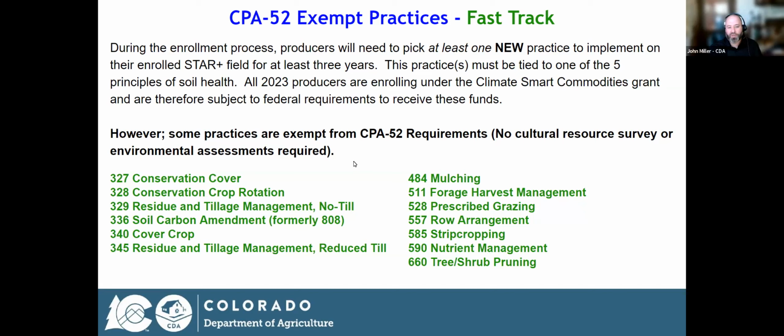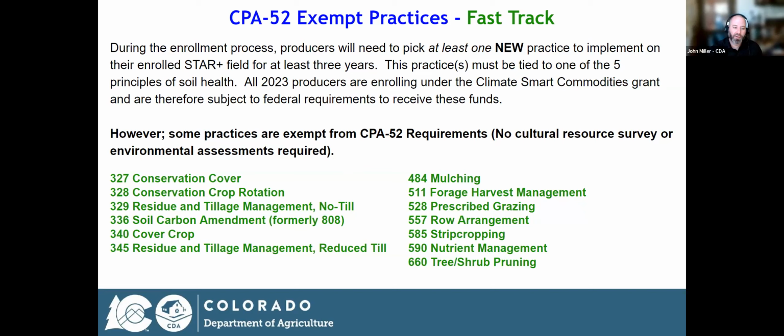All 2023 producers will be enrolling under the Climate Smart Commodities Grant and are therefore subject to federal requirements to receive their funds. However, and this is the really great part of what's happening, some practices are exempt from CPA 52 requirements, meaning no cultural resource surveys or environmental assessments will be required if the producers choose things from this list that you see here.